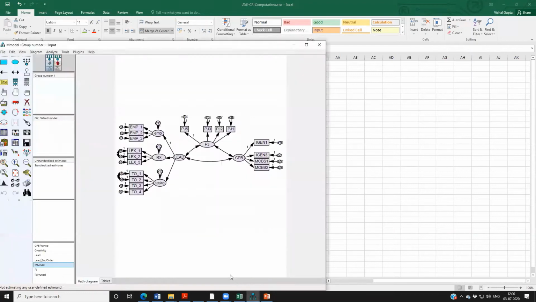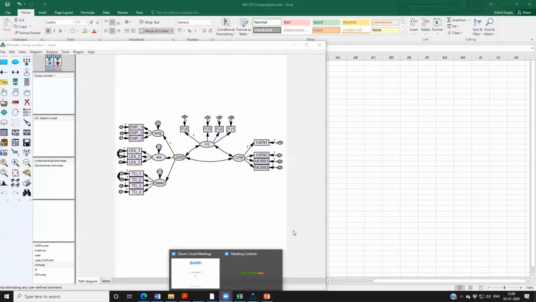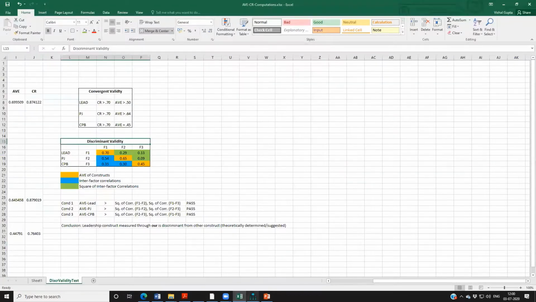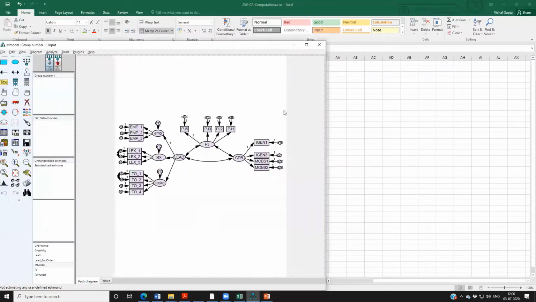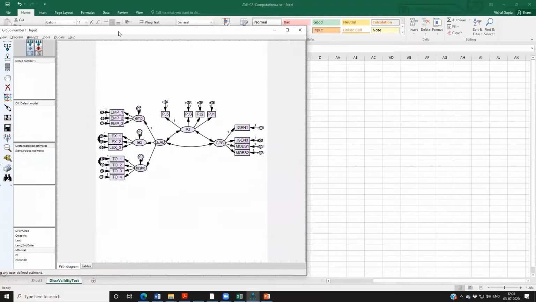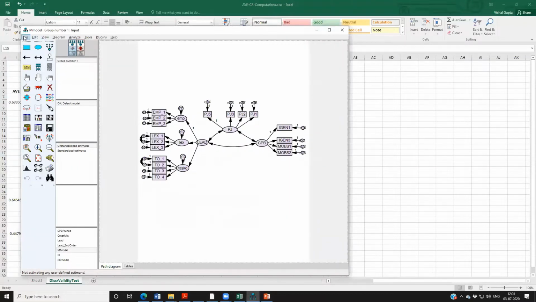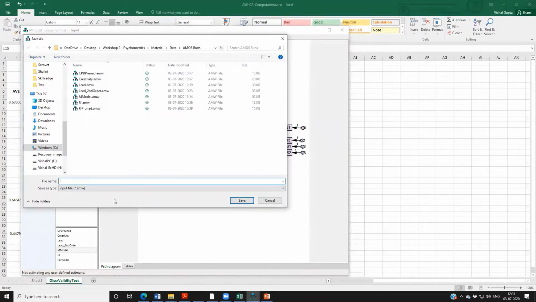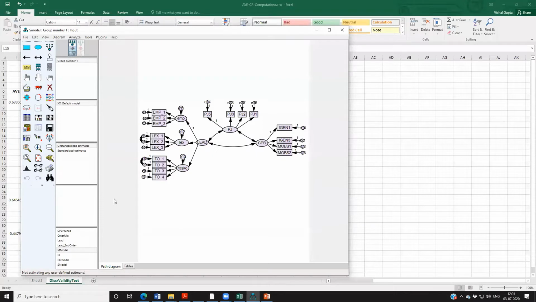Go to the last step, which is determining the nomological validity of the constructs, right? So now I go to my model again and I save this model. Okay, I save this model as my measurement model. Now I save this model and call it structural model. So I give it a new name and I call it structural model.